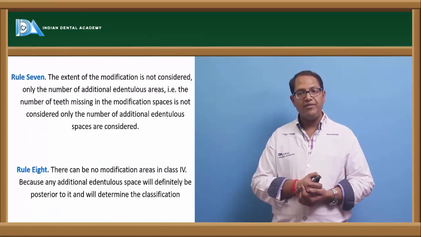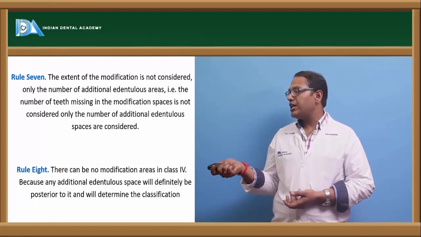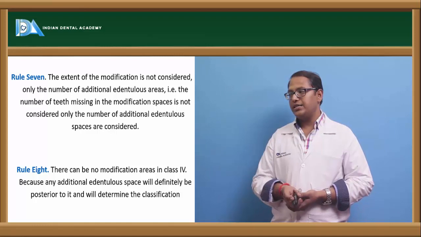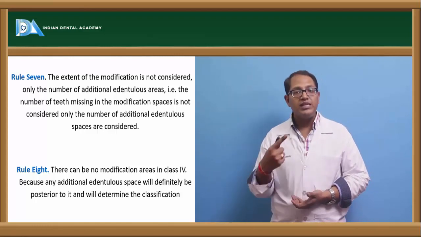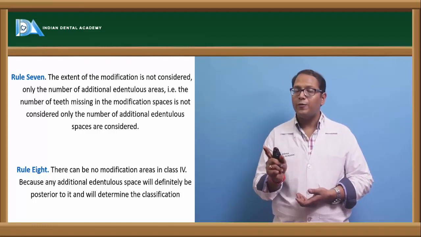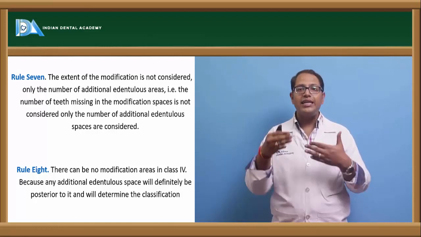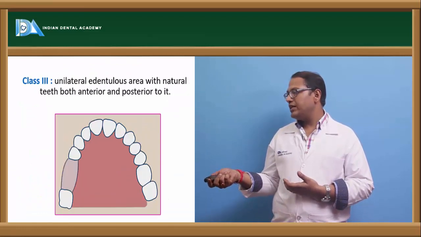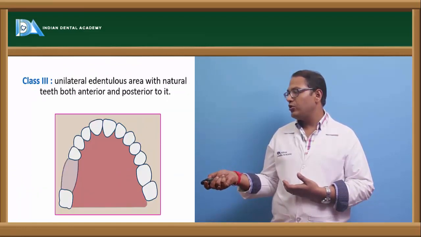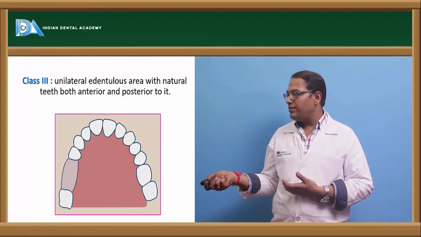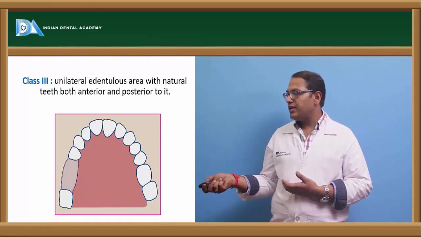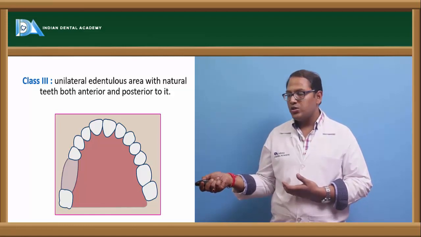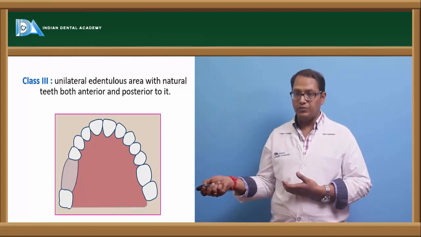Coming to rule number 7, the extent of modification is not considered. Only the number of additional edentulous areas is considered; the number of missing teeth is not considered for RPD. What is considered? The edentulous areas are considered. For example, here we know that one premolar and one molar are missing. So it doesn't become class 2 mod 2. No, the edentulous space is 1. So it becomes class 2 mod 1.